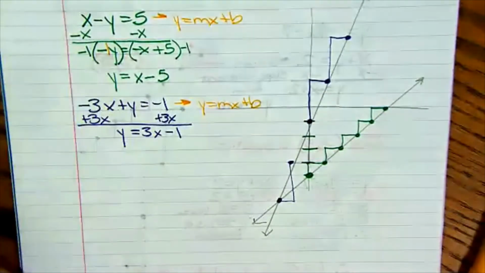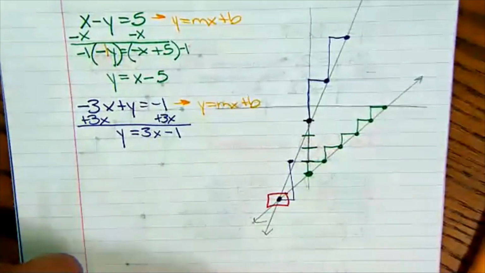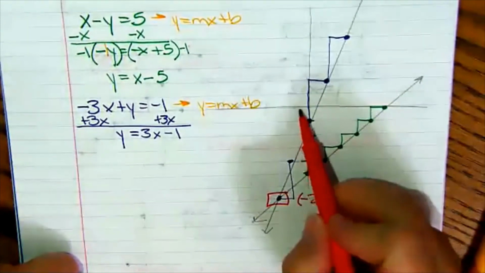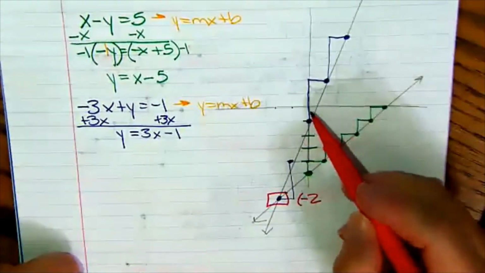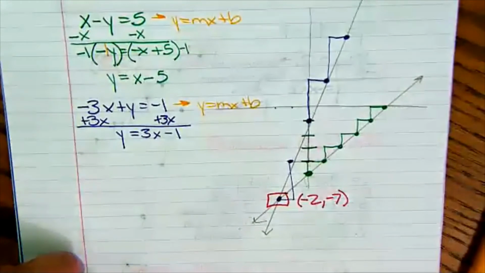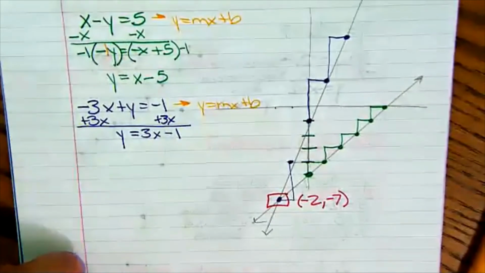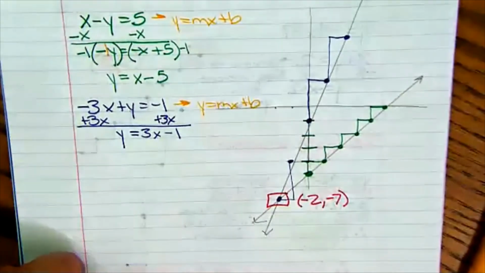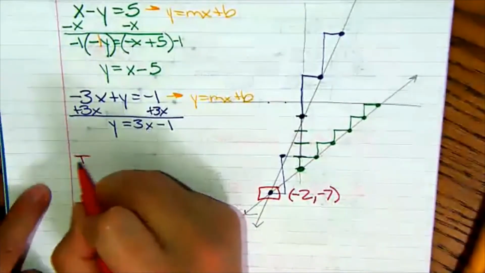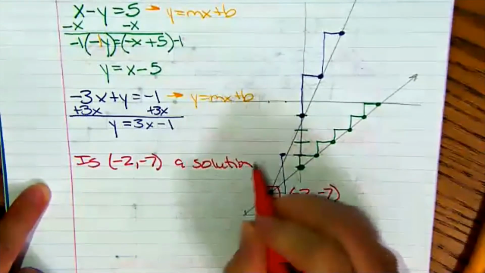And it looks like right here is where both my lines intersect. And that looks like it's, let's see, negative 2, 1, 2. And it looks like 1, 2, 3, 4, 5, 6, 7. Negative 2, negative 7. So it looks like my solution is negative 2, negative 7. But it's kind of far down here, and I want to check just to make sure. So I want to know, is negative 2, negative 7 a solution?